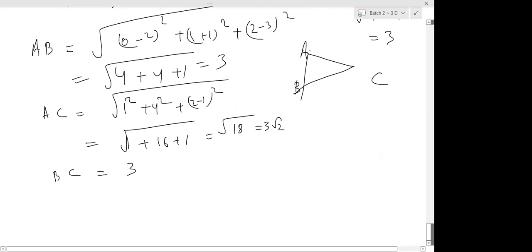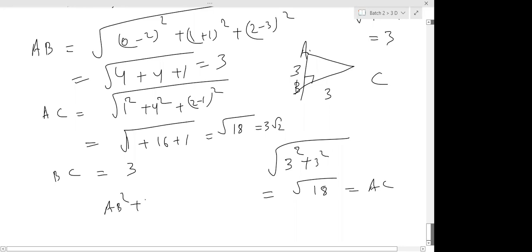Is it clear till now, Shabullah? Yes, sir. So now we can see that AB is 3, BC is 3. If this is a right angle triangle, then we can use the Pythagoras theorem. We know that the square root of 3 square plus 3 square is root 18, and this equals AC. So AB square plus BC square, under root, is AC, and this is the Pythagoras theorem. So this is a right angle isosceles triangle. Clear?